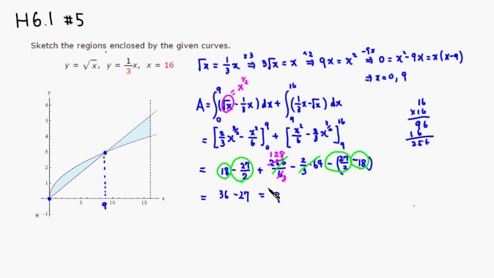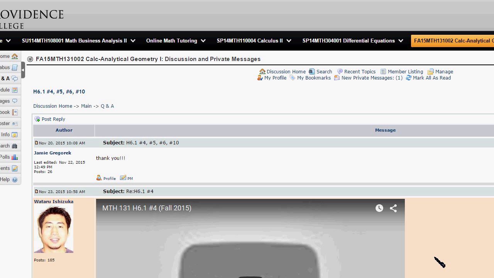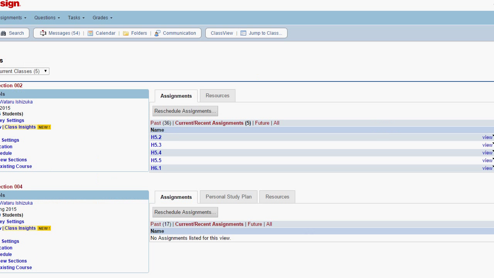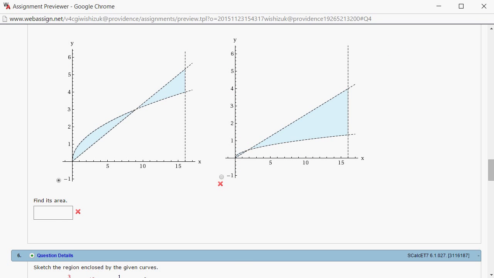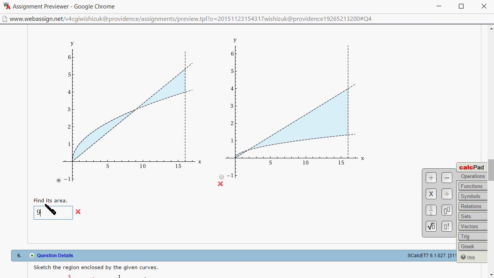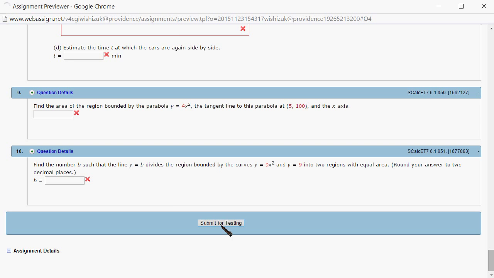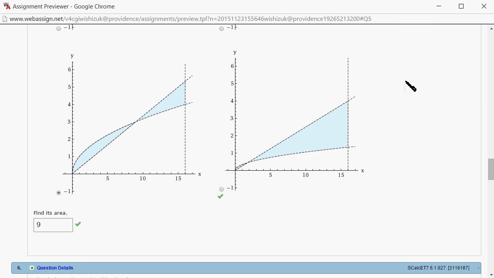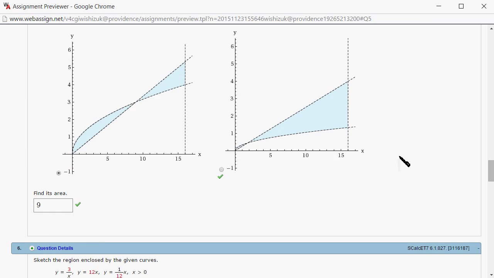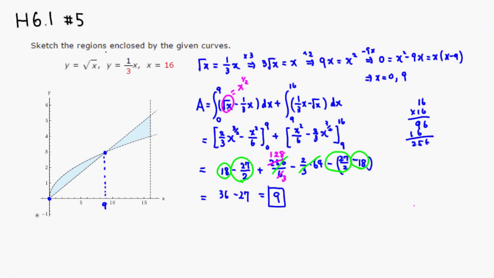Let's see if this is correct. Oops, that's not the right one. Here, the area is 9. Let's submit for testing. Alright, I came back. It looks like we got the correct graph and the correct area. Alright, that's it. I hope that this was clear.